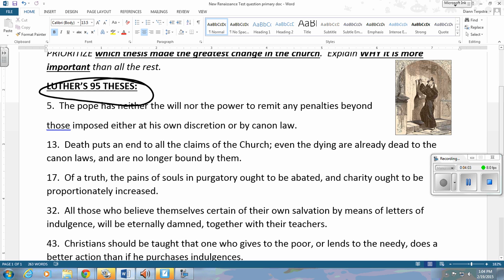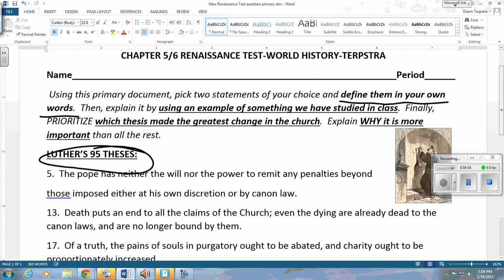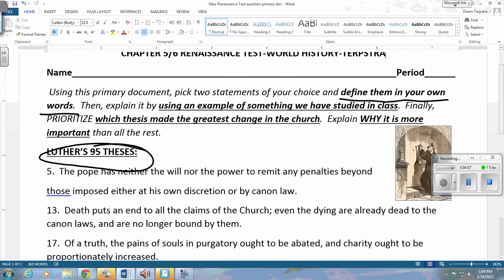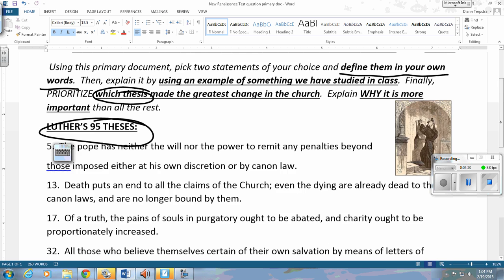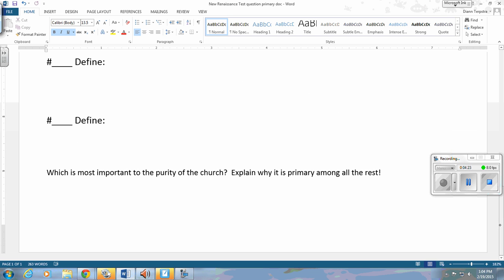And then the last step, it says, finally, prioritize which thesis, which of these points made the greatest change in the church, and then justify your answer. So really, there is no wrong answer as long as you justify your thinking. And that actually goes down here at the bottom of the sheet. So here's where we define our 2 answers right here and here, right? And then we read our example of our classroom there. And then which one you think is most important to the church and why goes on the bottom here.